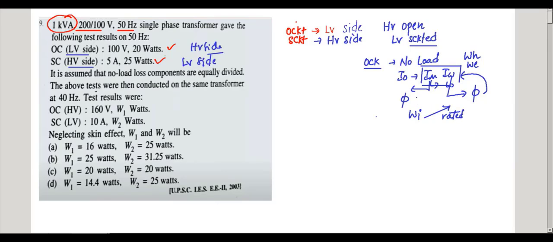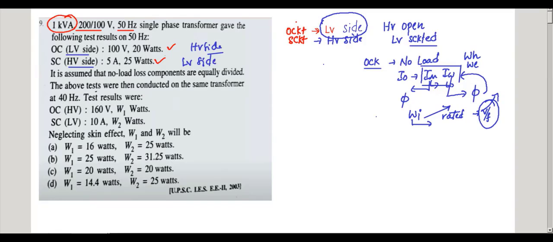What is the rated flux? Under no load condition, what is the flux in the transformer core? That is the rated flux. So iron loss depends upon the rated flux. Flux depends upon the voltage by frequency ratio, that means indirectly it depends upon the rated voltage. So iron loss depends upon the rated voltage. Rated voltage is less on the LV side or HV side? LV side. So on the LV side the rated voltage is less.